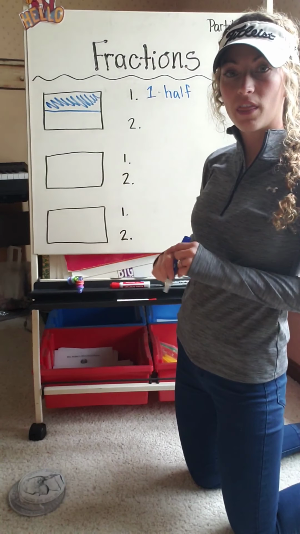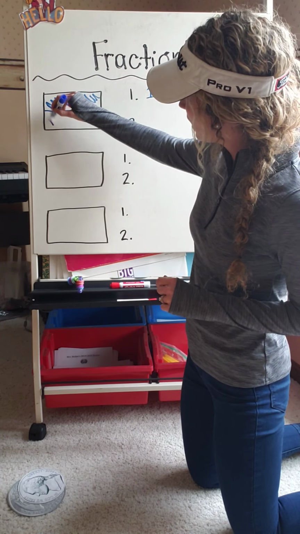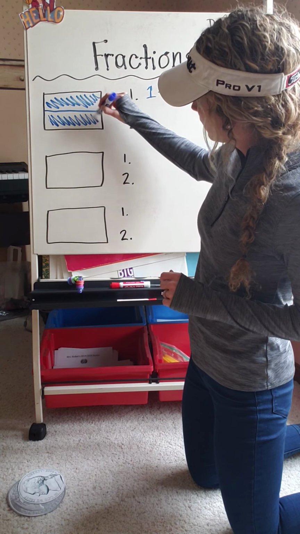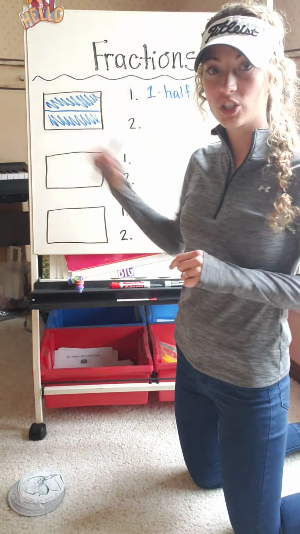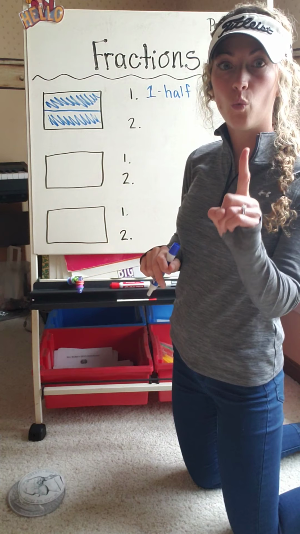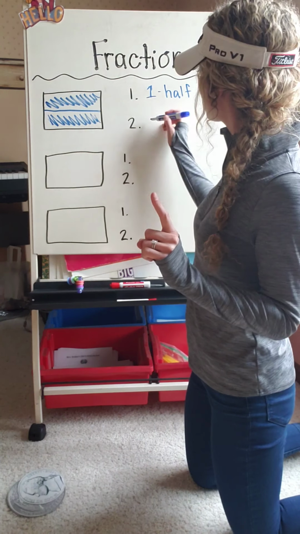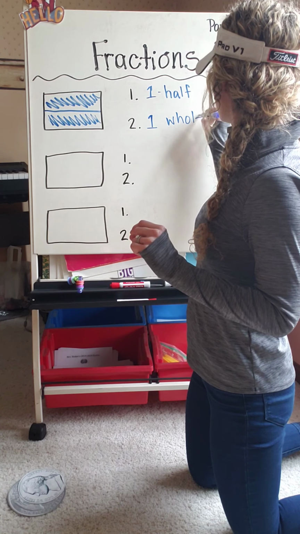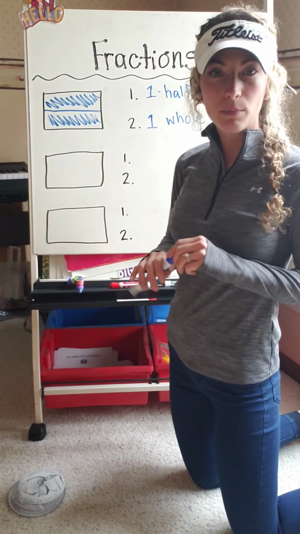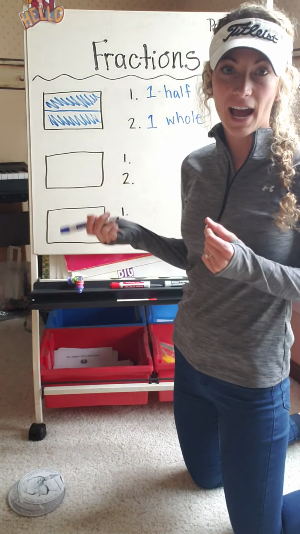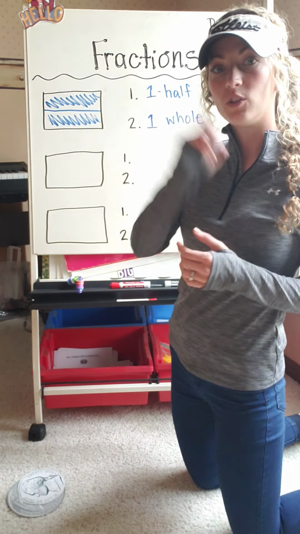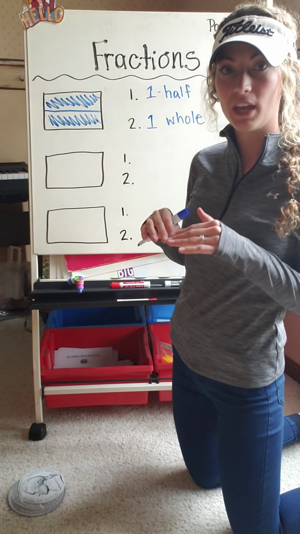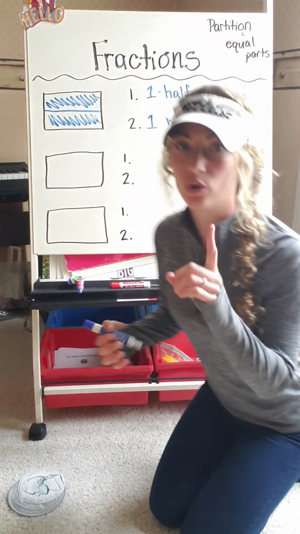So if I would then color in this part, I colored in the whole shape, so it would be 1 whole. So that should be pretty easy. When you're coloring in half, it's 1/2. But if you color in both, which makes the whole thing, it's going to be a whole, 1 whole.